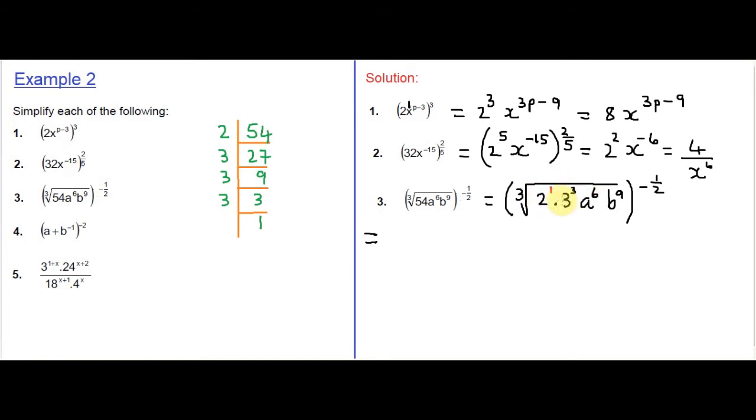We're going to get rid of the third now. So it's 2 to the power of 1 over 3. Then 3 to the power of 3 over 3. So just 3 to the 1 or 3. Then 6 divided by 3 is 2. And 9 divided by 3 is 3.